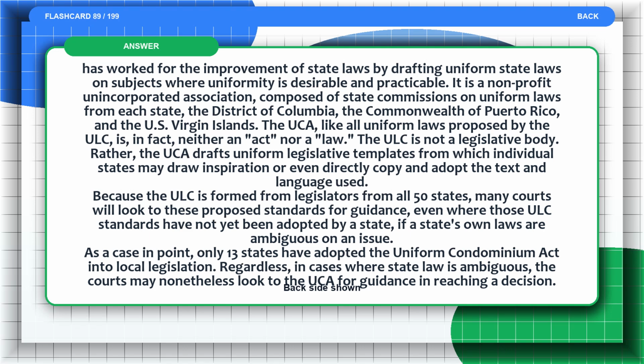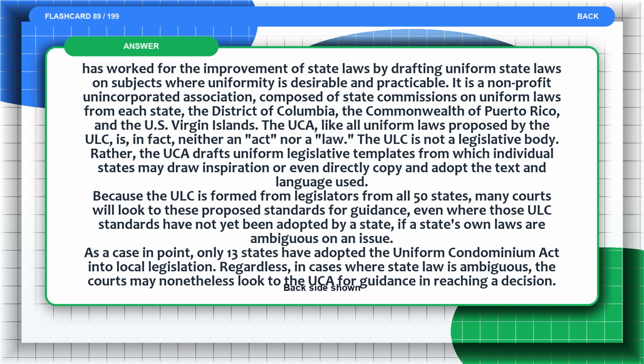The answer is: it has worked for the improvement of state laws by drafting uniform state laws on subjects where uniformity is desirable and practicable. It is a non-profit unincorporated association composed of state commissions on uniform laws from each state, the District of Columbia, the Commonwealth of Puerto Rico, and the U.S. Virgin Islands. The UCA, like all uniform laws proposed by the ULC, is in fact neither an act nor a law. The ULC is not a legislative body. Rather, the UCA drafts uniform legislative templates from which individual states may draw inspiration or even directly copy and adopt the text and language used.